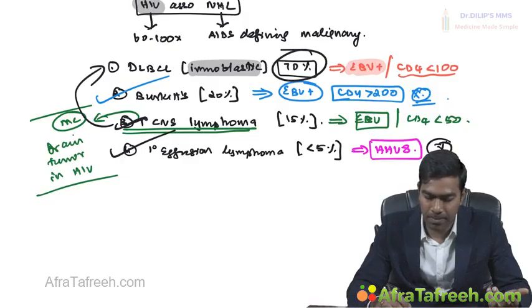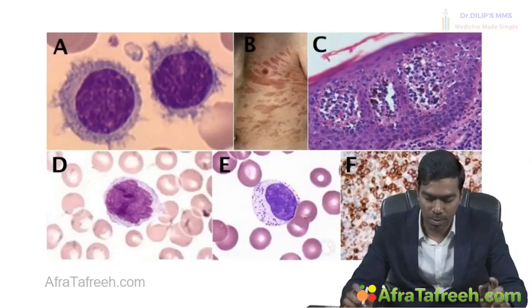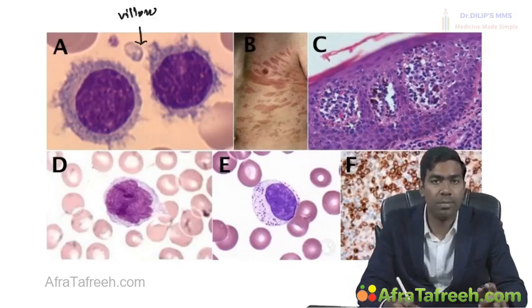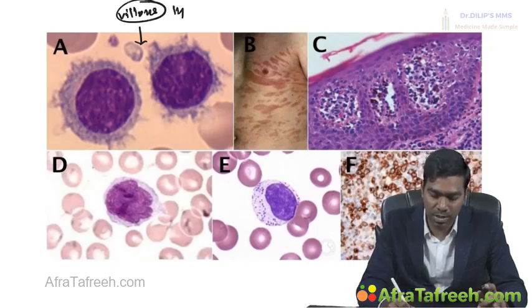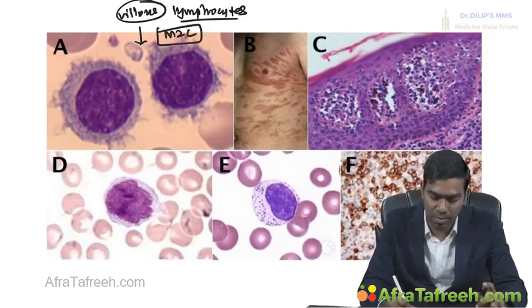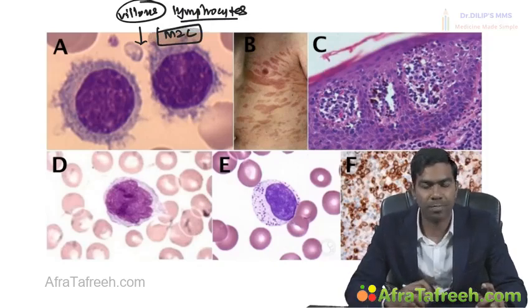So the next thing, we have to see some images. These are important images that you have to know. These are the villous lymphocytes. Ideally, I should have shown this in the B cell neoplasms section. If you recap where you see villous lymphocytes, typically you're going to see them in marginal zone lymphoma.